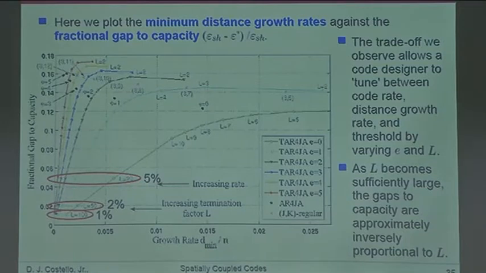I don't think there's anything analytical here. This is just a curiosity of the numerical results that we got. But we see, from a different point of view, that when we use large termination lengths on spatially coupled versions of these ARJA ensembles, we can get very close to capacity.